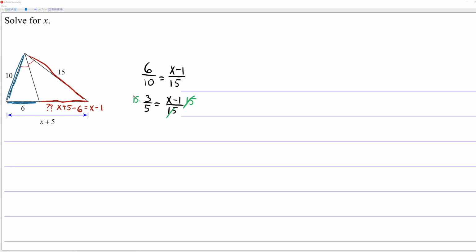However, 15 cancels with 5, leaving you with 3, and then 3 times 3 is 9. So really quickly, you get to 9 equals x minus 1, therefore x equals 10. So this is how you use the angle bisector theorem to write down proportion equations.